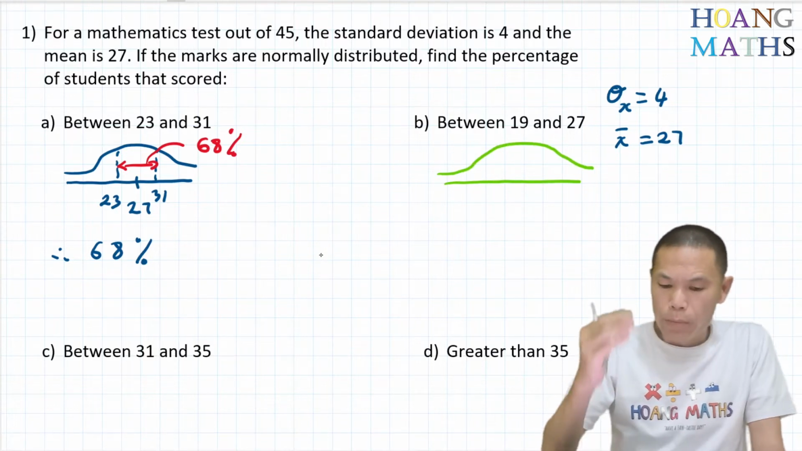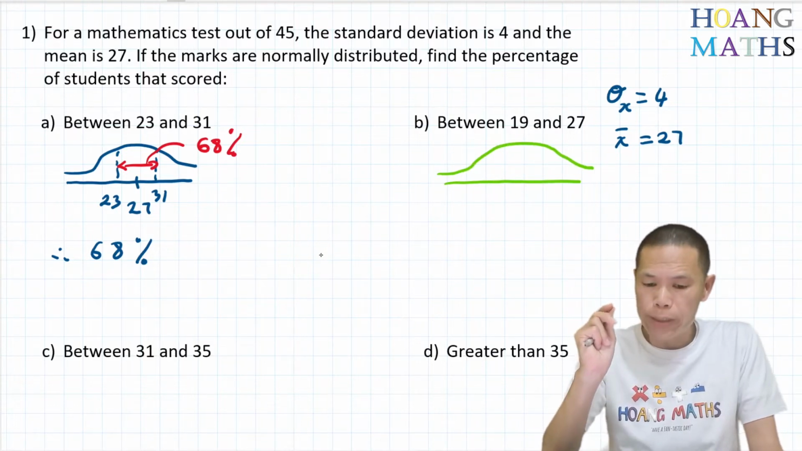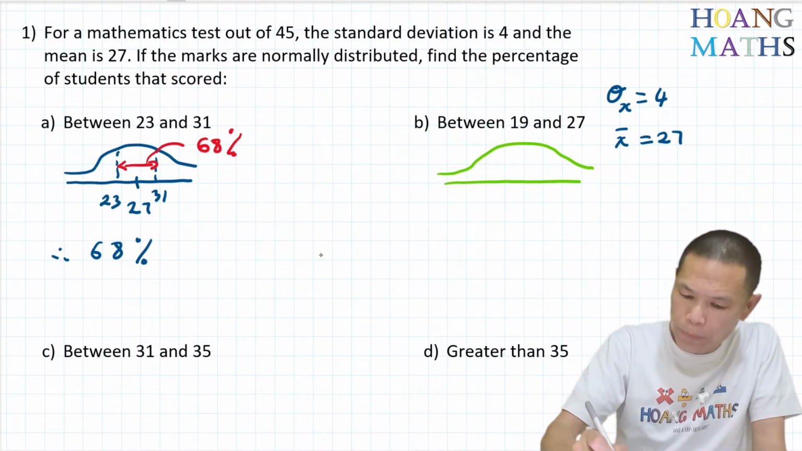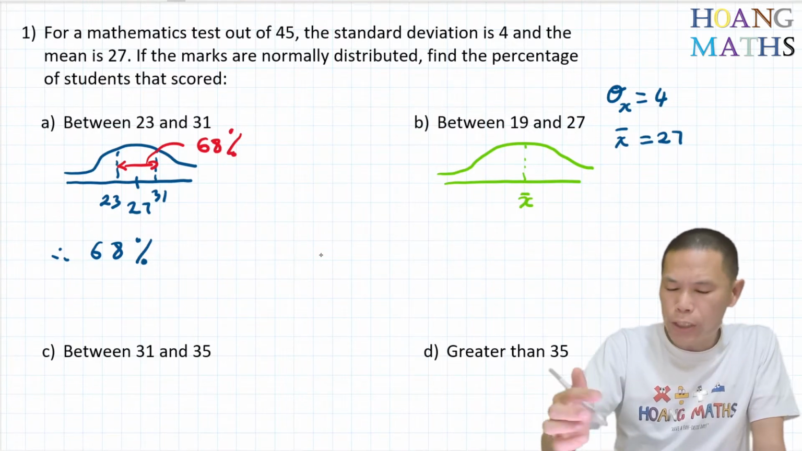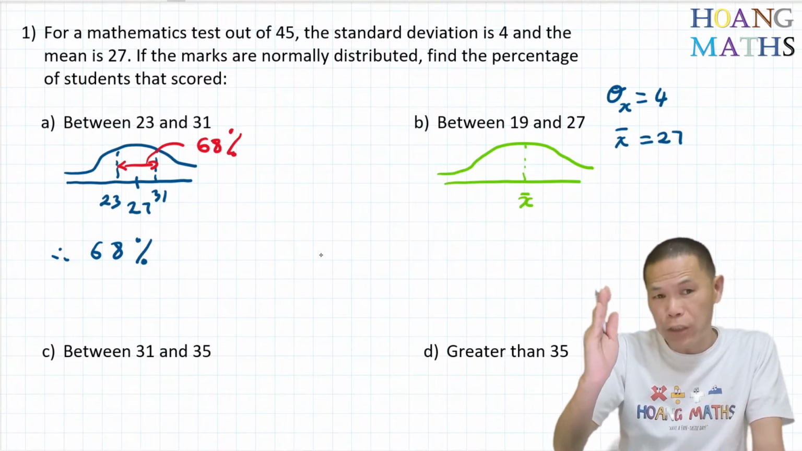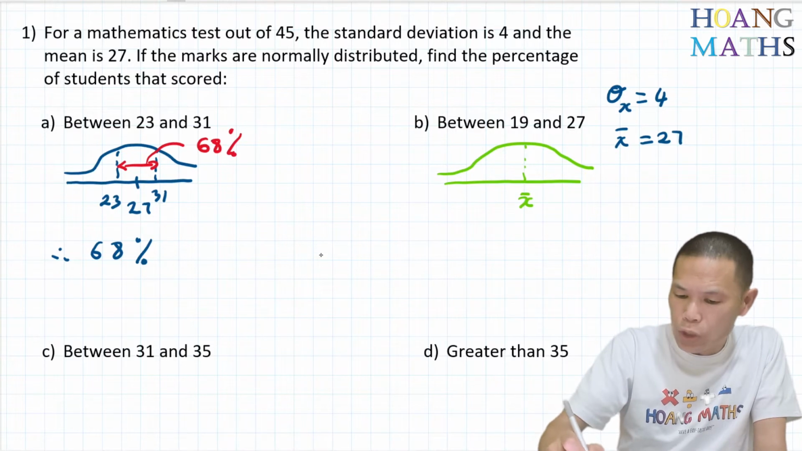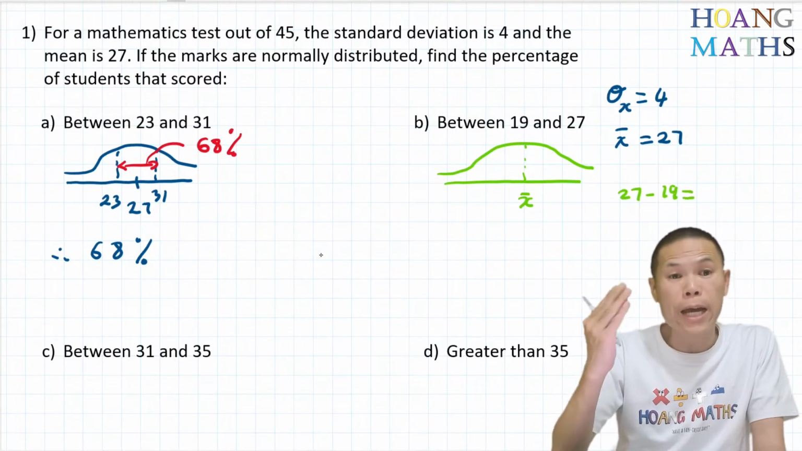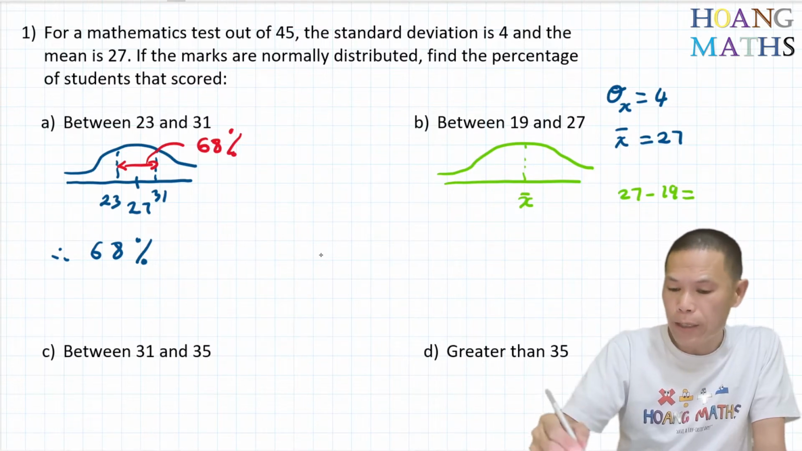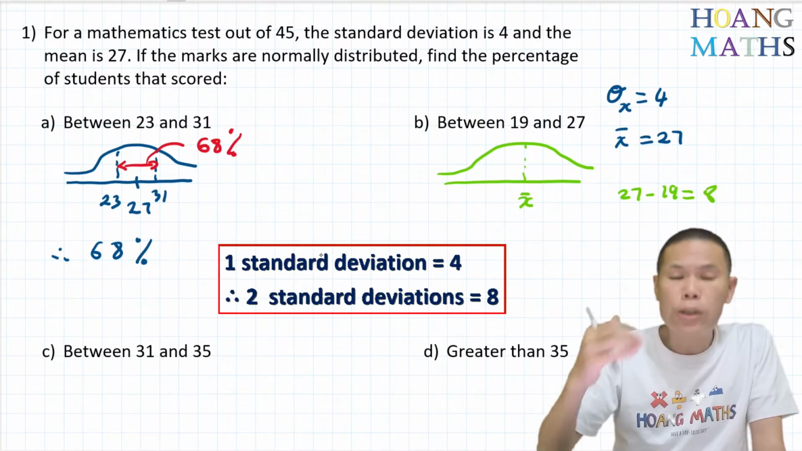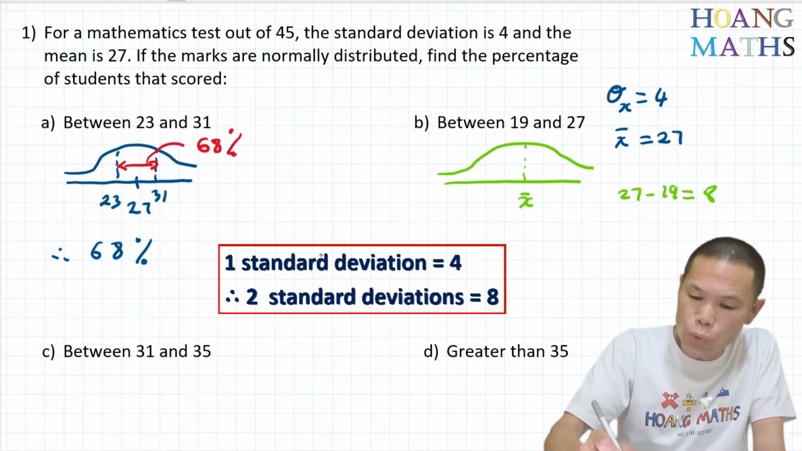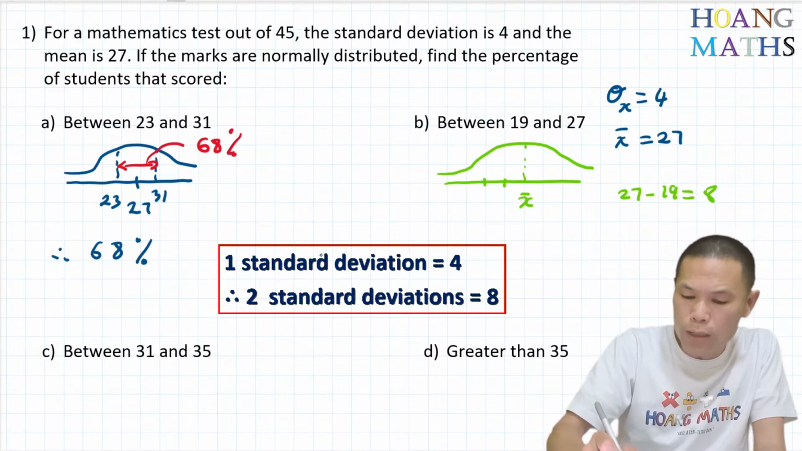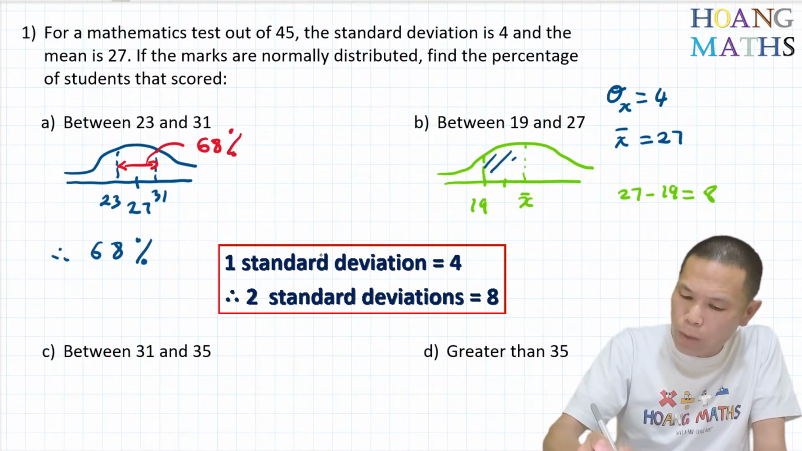So we want between 19 and 27. We know that 27 is the mean. And then for 19, to work out how many standard deviations below the mean, we just go 27 minus 19. 20 minus 19 is 1, add 7, gives me 8. Otherwise, use a calculator. So this means that 19 is 2 standard deviations below the mean. So 19 here. So this is what we're after.